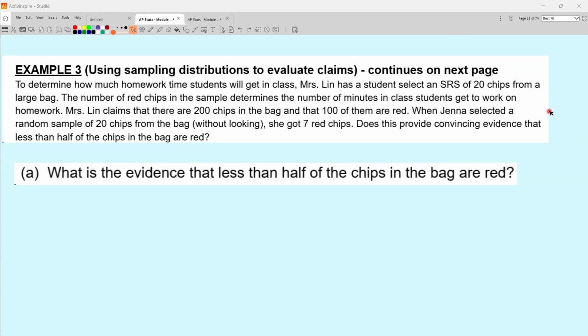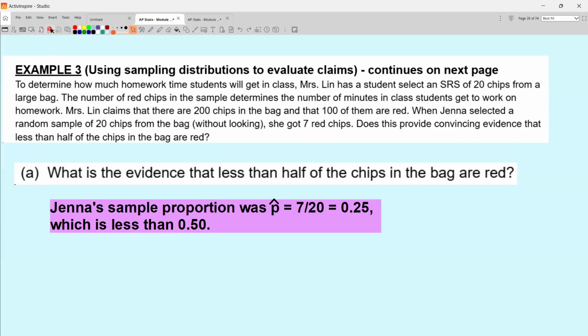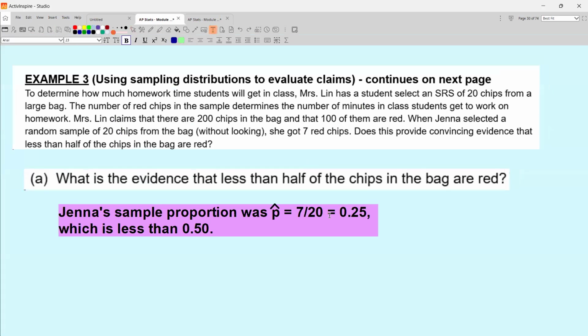So for part A, what is the evidence that less than half of the chips in the bag are red? Well, let's look at what we're provided with. She got 7 chips out of 20. Is that less than half of them? Yeah. So your evidence is simply, 7 divided by 20 is only 0.35, not 0.5. So that's going to be less than 50%. So that's your evidence right there.